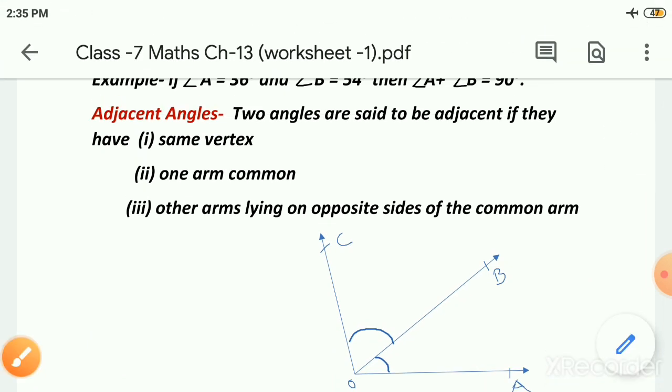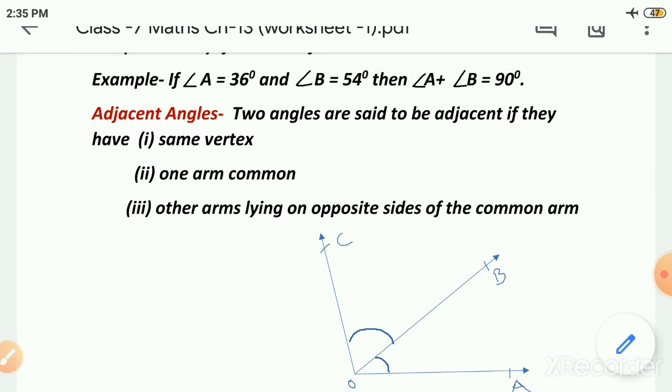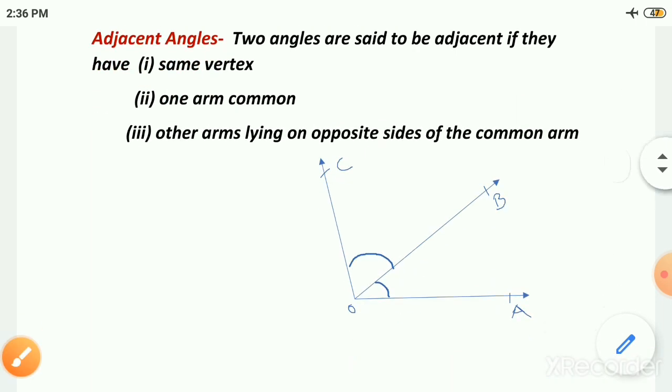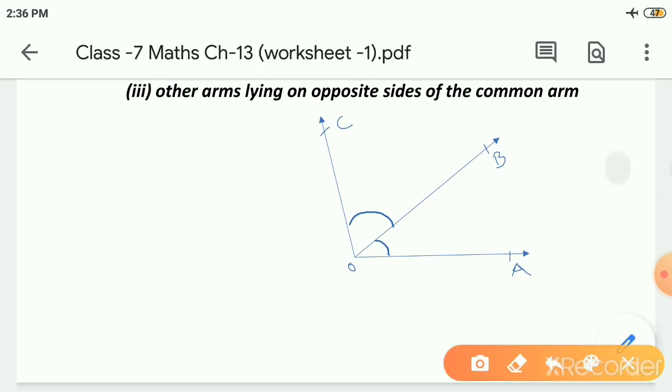In this we need two angles. So what are the conditions for that? Two angles are said to be adjacent if they have three things: they have a common vertex, one arm should be common, and the other arms lie on opposite sides of the common arm. Okay, let me explain with this figure. All can see the figure here.